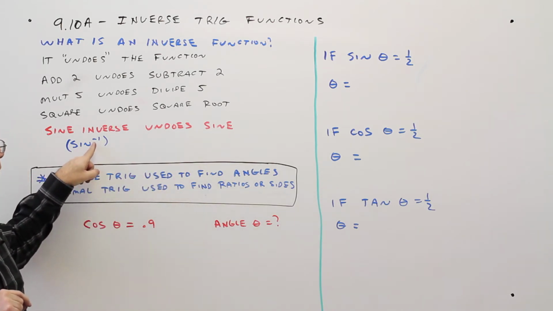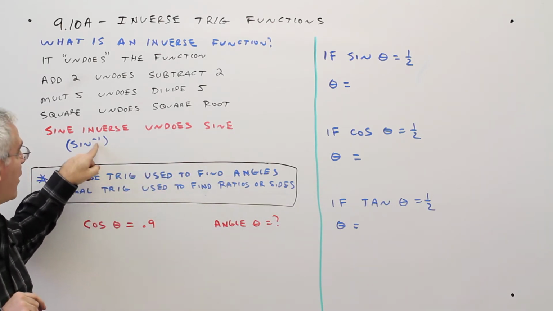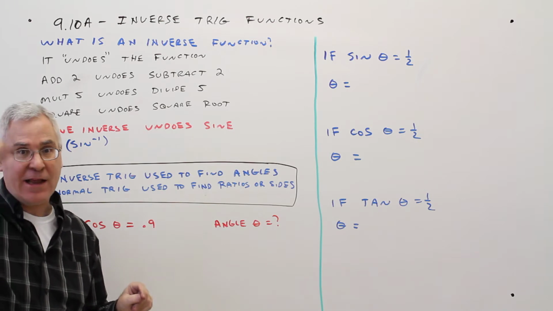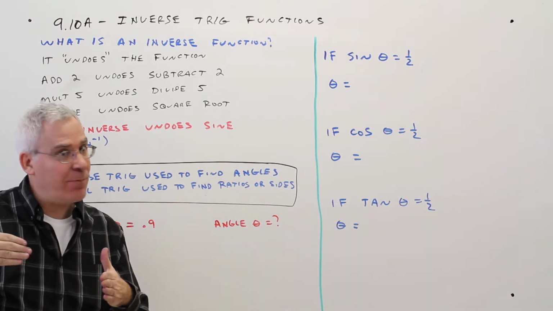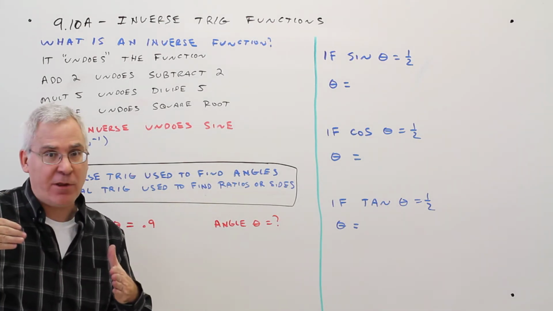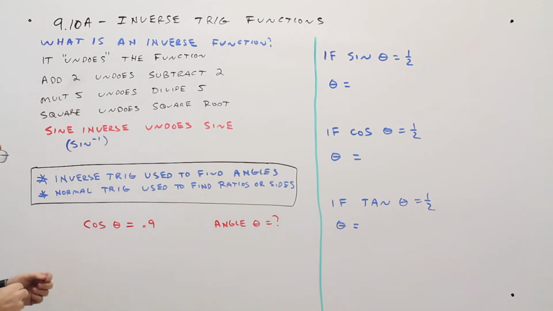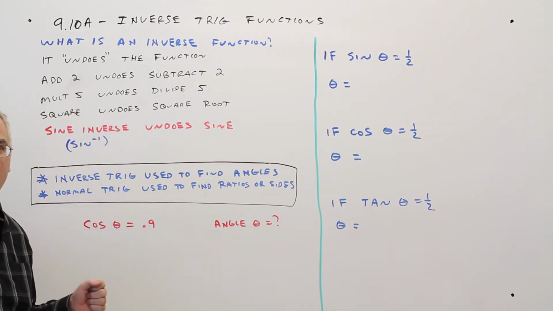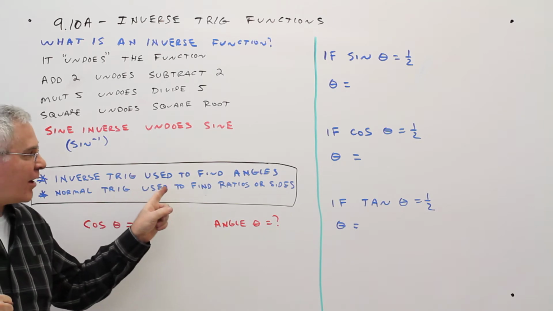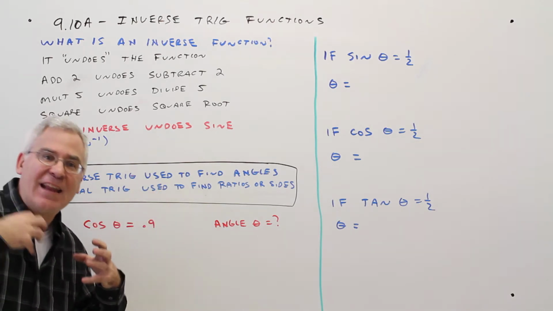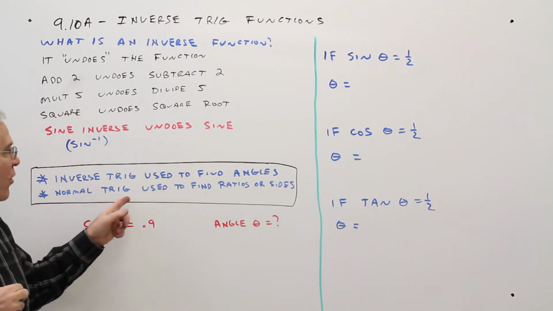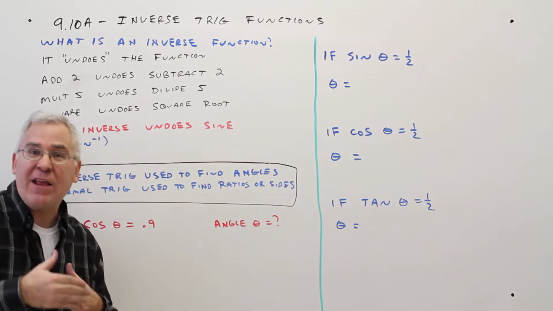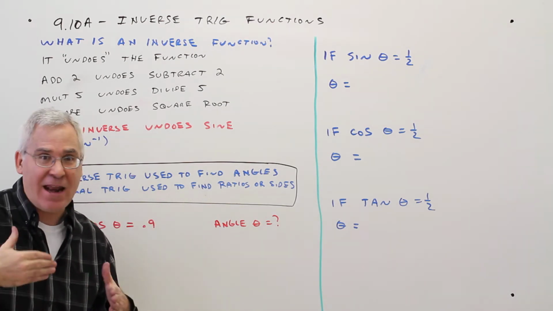And for sine inverse and cosine inverse and tangent inverse, we write the symbol with that -1 exponent. It is not to be confused with a reciprocal at all. It's just a notation. All right, 2 extremely important things. An inverse trig function is used to find angle measurements, whereas normal trig is used to find ratios or sides. You've got to keep that in mind.